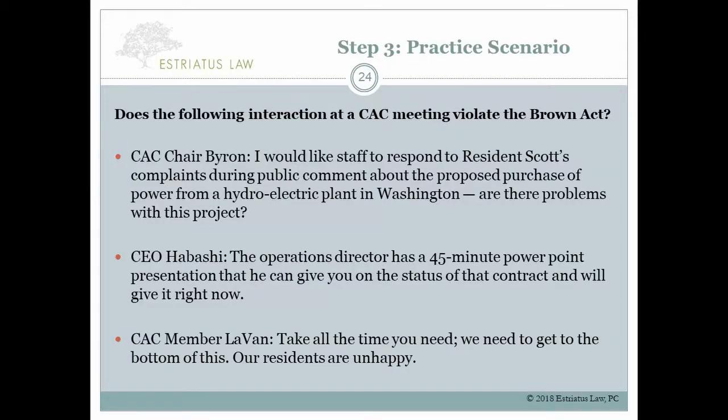Okay. So I think this is the last one. Does the following meeting violate the Brown Act? I think there's a few more, sorry. So, Chair Byron, I would like staff to respond to resident Scott's complaints during public comment about the proposed purchase of power from a hydroelectric plant in Washington. Are there problems with this project? CO Hibashi: The operations director has a 45-minute PowerPoint presentation that he can give you on the status of that contract, and we'll give it right now. Member Levon: Take all the time you need. We need to get to the bottom of this. Our residents are unhappy.